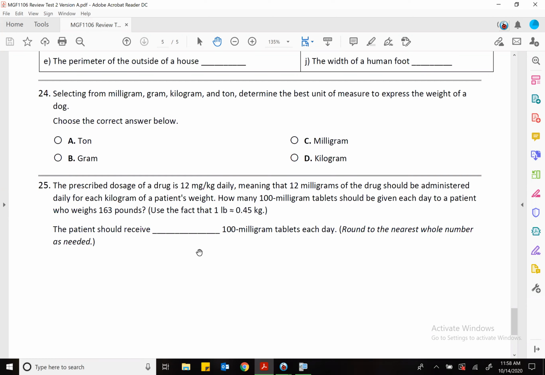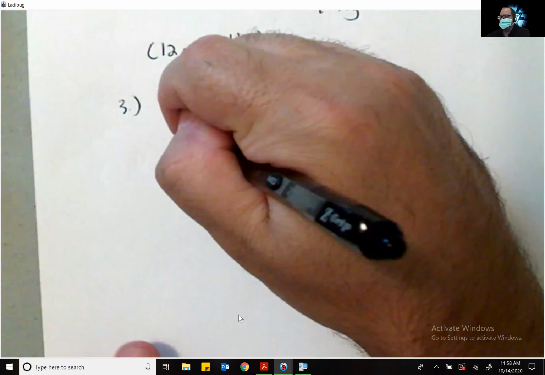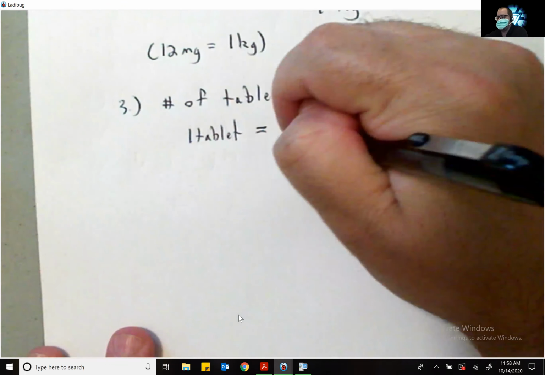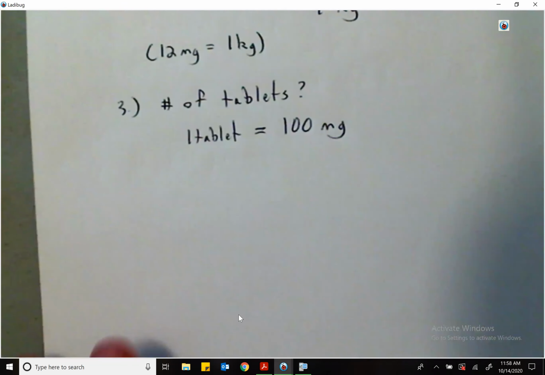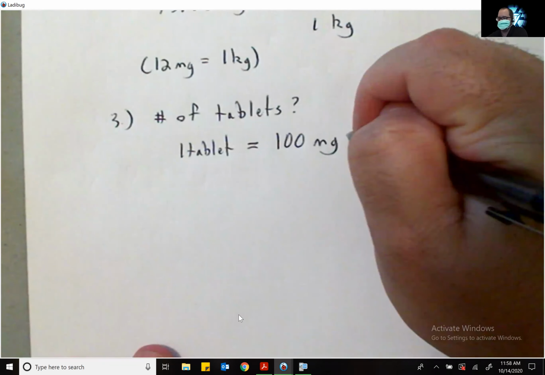How many 100 milligram tablets? Oh, so how many 100 milligram tablets? You got it. We've got to figure out how many tablets. 8. So that'd be 8 tablets? Well, hold on. The last piece is we've got to figure out the number of tablets. And we know that one tablet is 100 milligrams. Oh, so we divide 808.2 by 100? You got it. So again, it's like a little conversion.